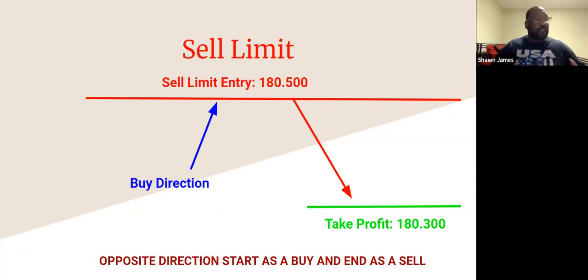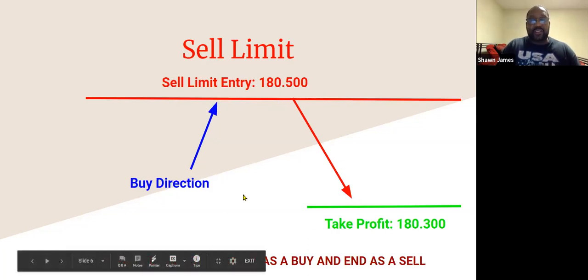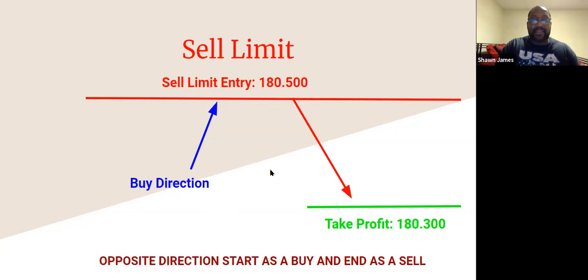That's why I like to say it does a U-turn in the market. So for those of you who are using tools like the swipe trades, you will always pretty much see a sell limit or a buy limit. Every once in a while, you will see a buy stop and sell stop. But this, in essence, is what they're saying, is that it goes up in one direction, hits a level, and then it comes back down as a U-turn and hits this. So it starts opposite. So here on the bottom, it says opposite direction, start as a buy, but ends as a sell. That's what makes it a sell limit.